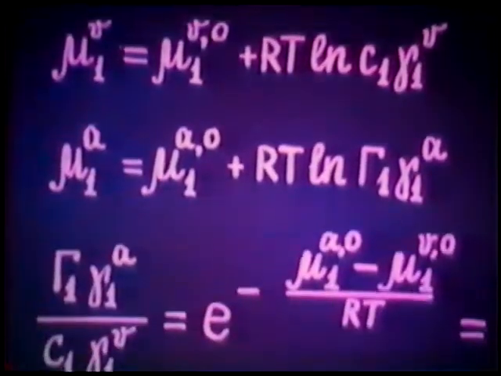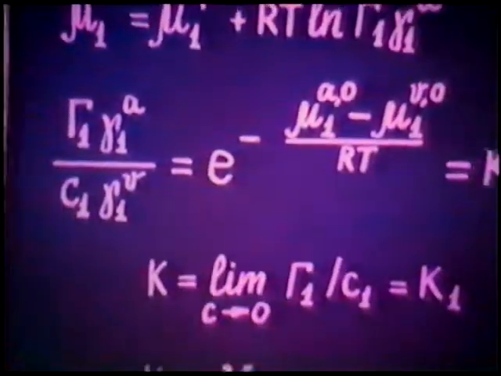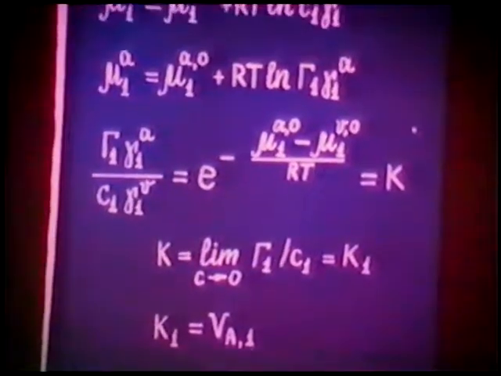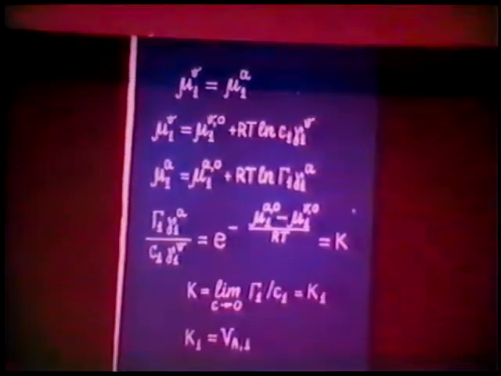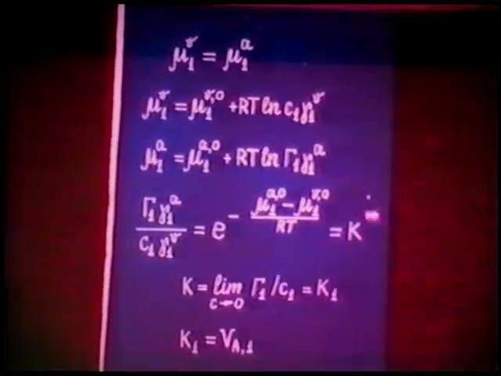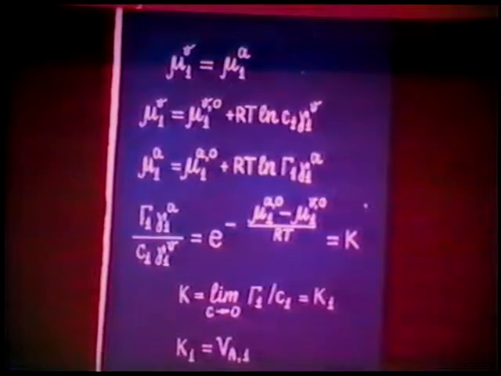Here are the equations which were used to calculate the thermodynamic characteristics of adsorption. That is the constant of equilibrium, and that is the Henry constant. C is concentration, gamma is the coefficient of activity, gamma is adsorption, mu is chemical potential.